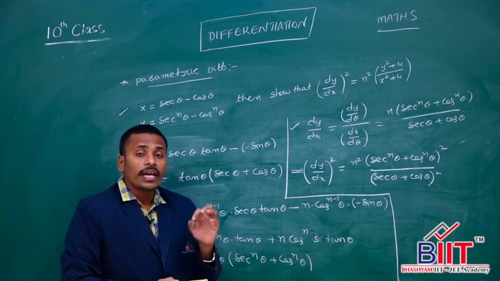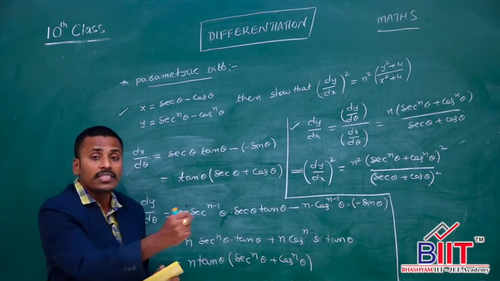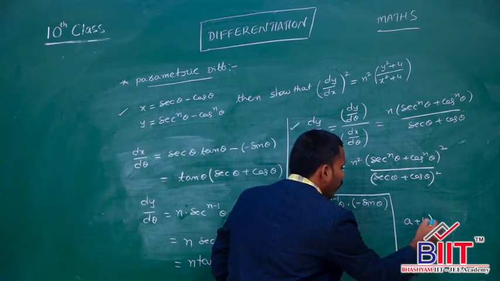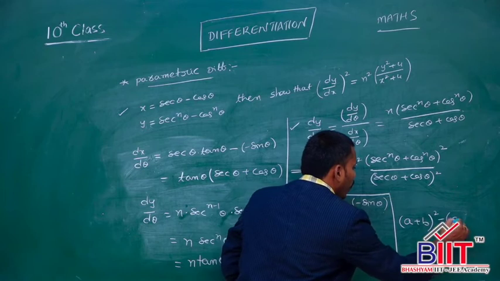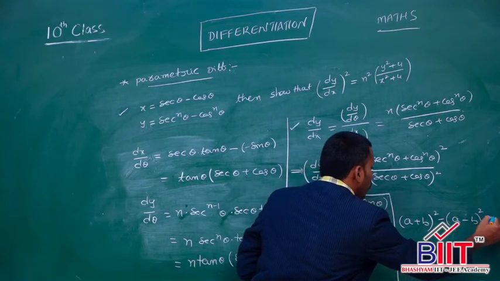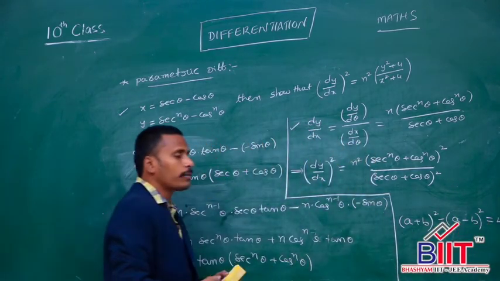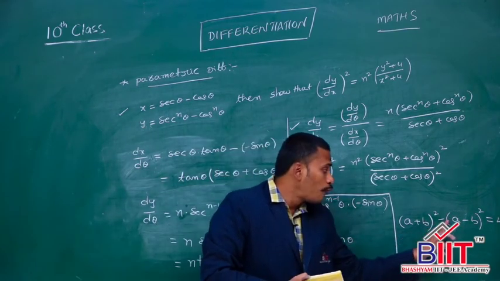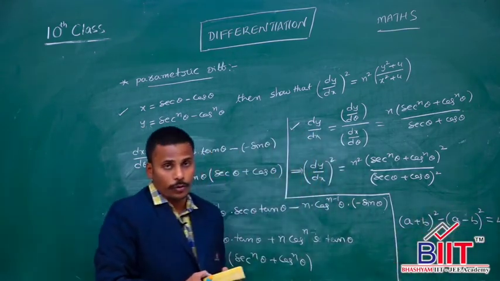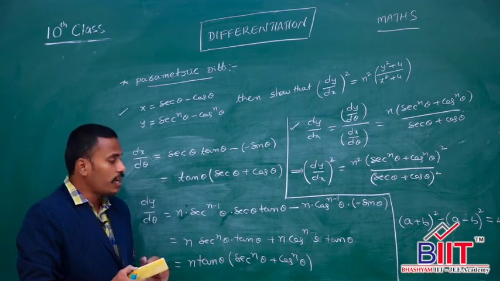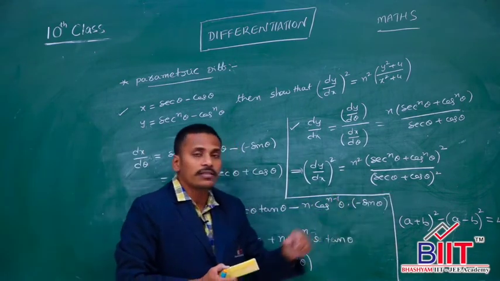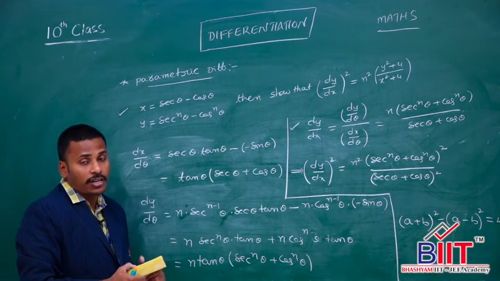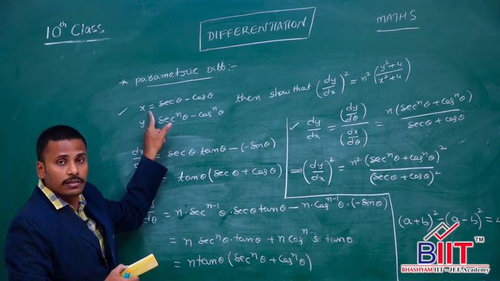We know that a plus b whole square minus a minus b whole square is equals to 4. I mentioned for you here a plus b whole square minus a minus b whole square is equals to 4, right? From there, a plus b whole square is equals to 4 plus of a minus b whole square. With the same logic, this secant theta plus cos theta whole square is 4 plus of secant theta minus cos theta whole square, which is x.